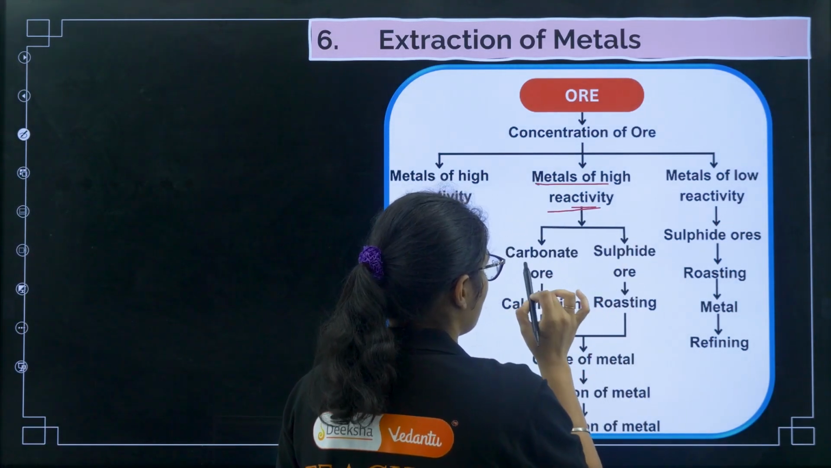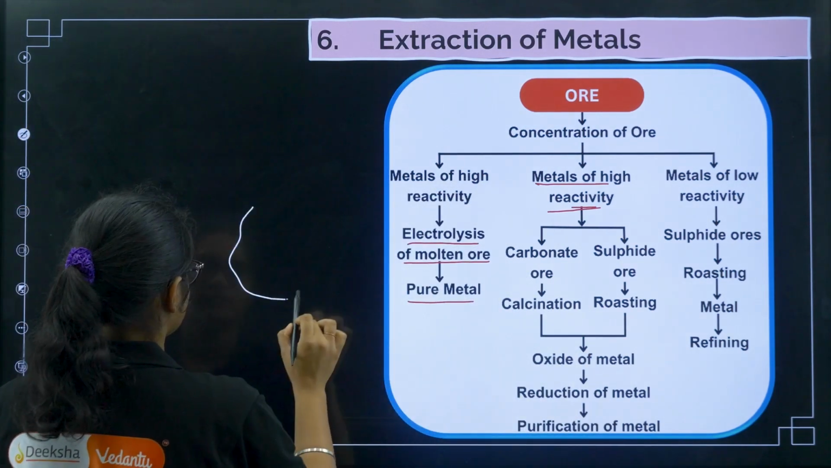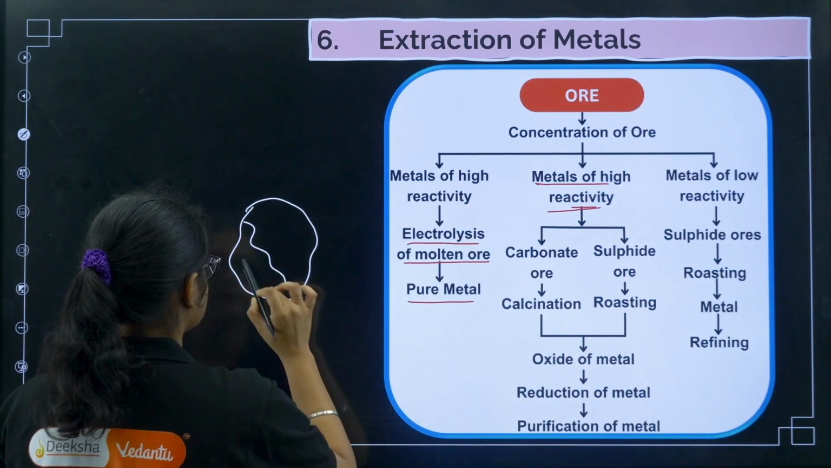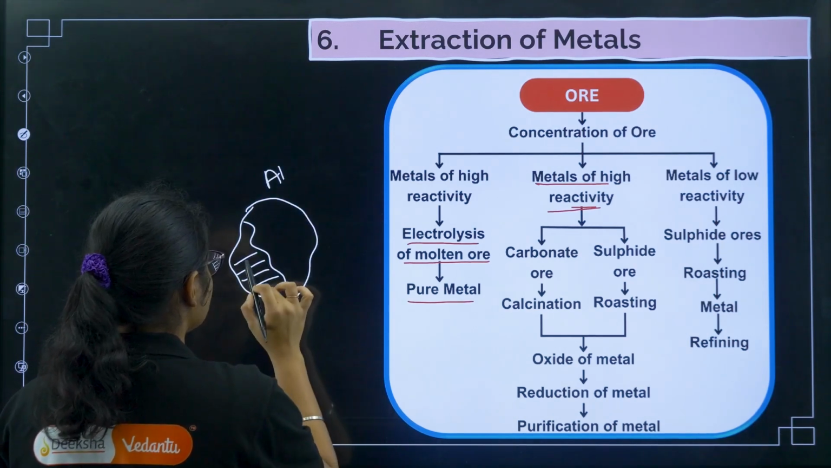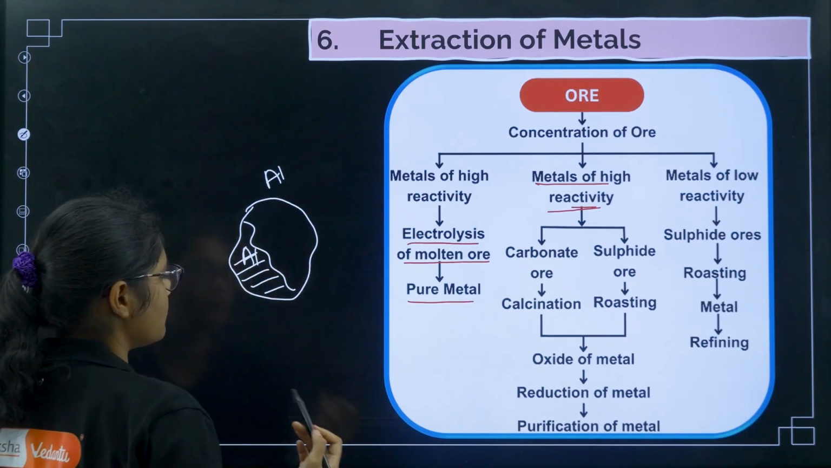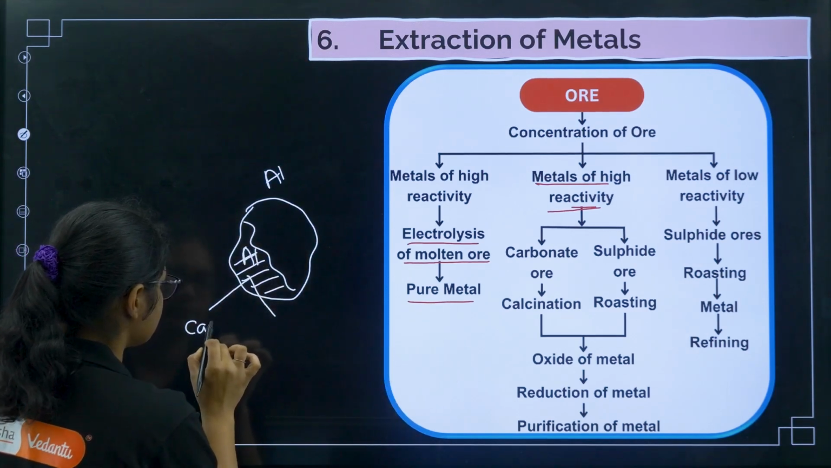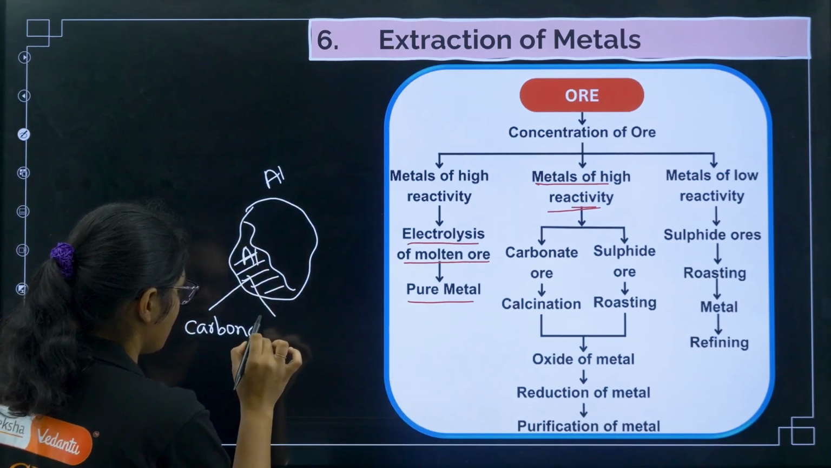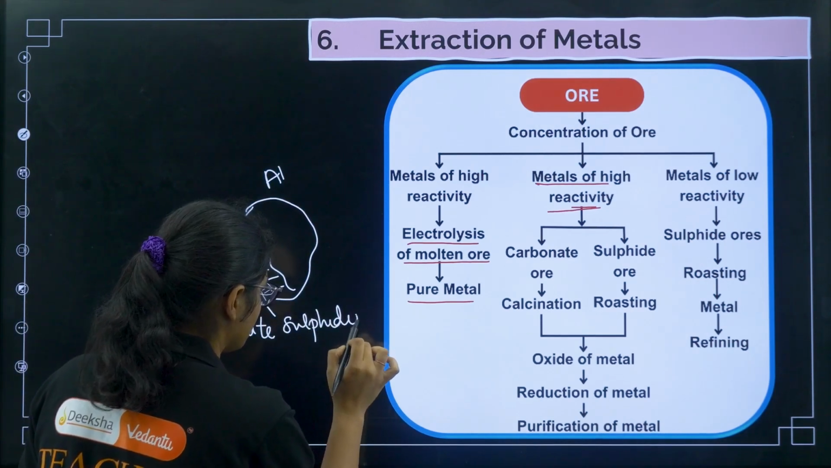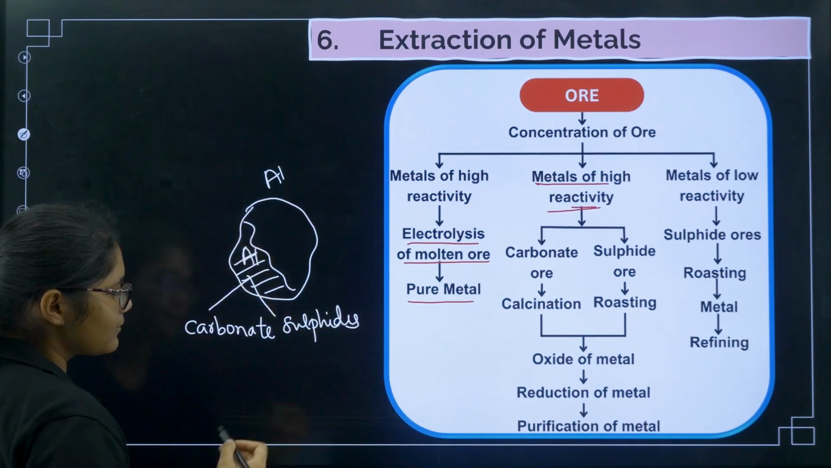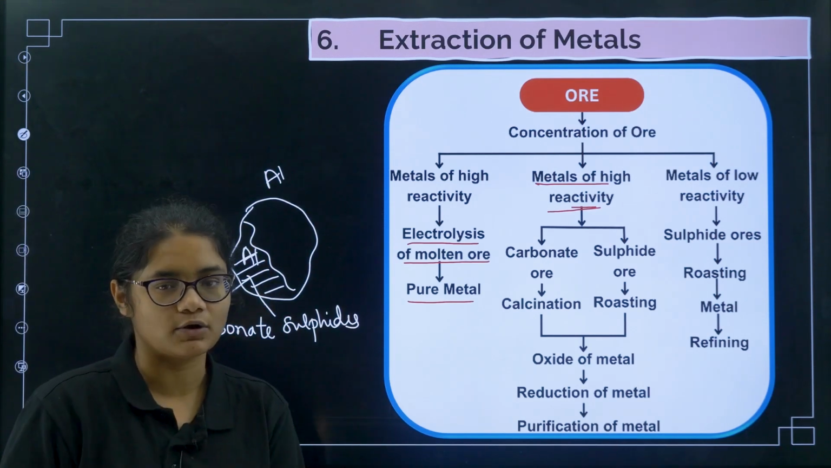Suppose this is a mineral and here there is an ore, aluminium ore. Aluminium is not present directly in the form of aluminium. It can be present in the form of either carbonates generally or sulfides. So we have aluminium carbonate, aluminium sulfide, and like this it will be present. So we need to remove all these things.